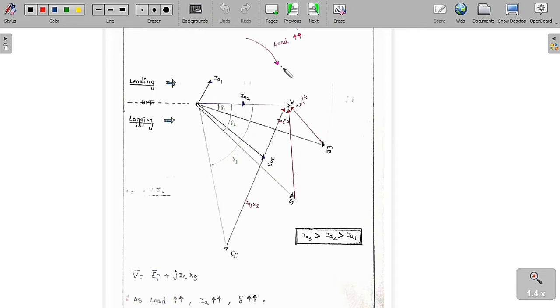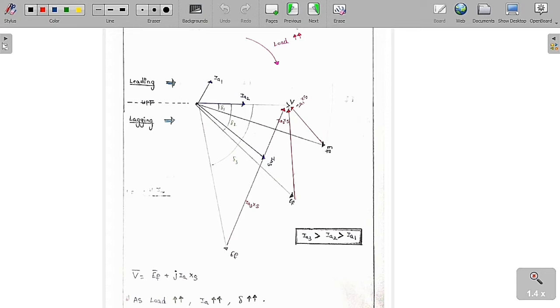Now we can see clearly, as the load increases, which parameters are going to change? The armature current is going to increase. If the load is more, the amount of current taken also increases, because the power intake increases. Now this synchronous motor is connected to a 3-phase balanced supply, so it has a constant bus bar voltage. So V is constant.